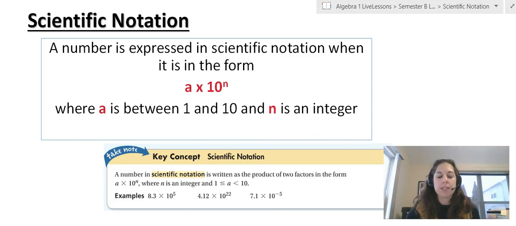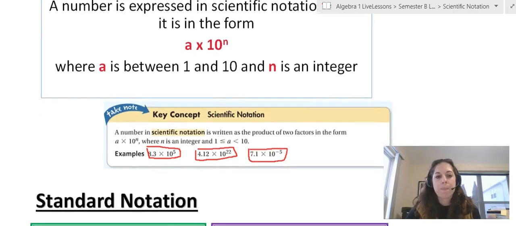So the correct form is a times 10 to the n, where a is between 1 and 10 and n is an integer. Down here you'll see I included the definition from your book, which has a few examples. So we have 8.3 times 10 to the 5. 8.3 is between 1 and 10, and that 5 is an integer. Remember, an integer is a whole number, either positive or negative. So 4.12 times 10 to the 22nd. 7.1 times 10 to the negative 5.